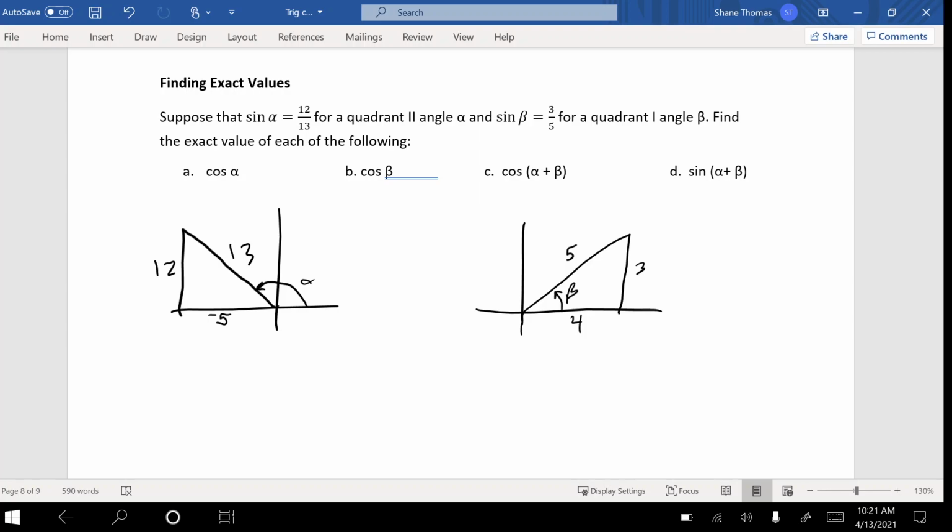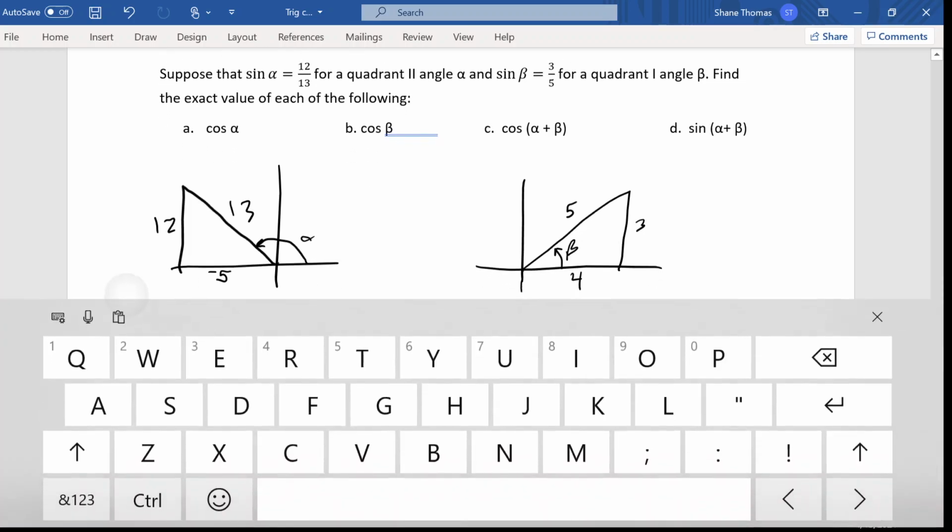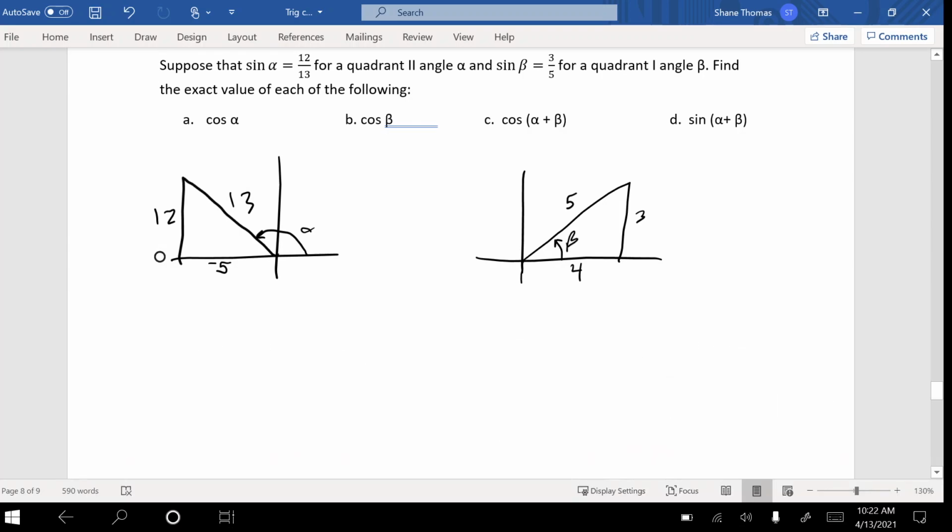Anyway, back to this. So I got my triangles. Okay? Now, I got my triangles. Let's start knocking these out. So, A.